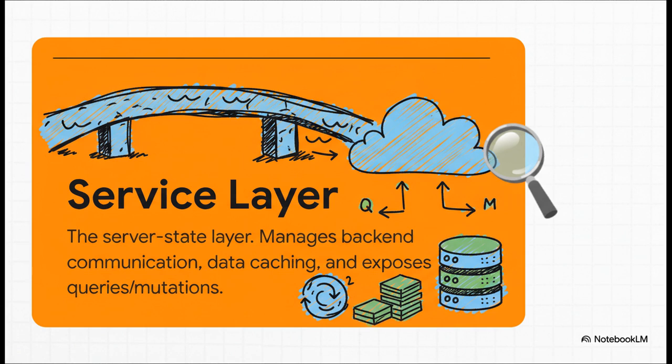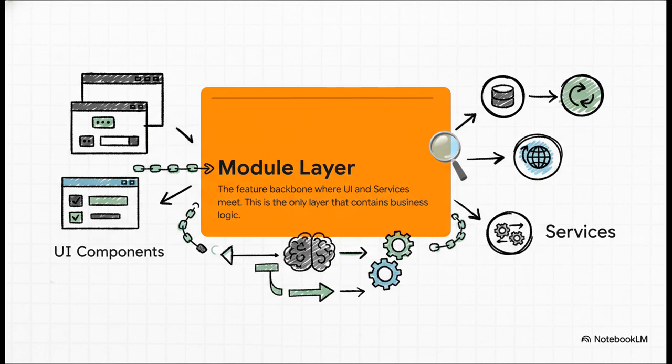It's your official bridge to the server. And that brings us to the most important layer, where all the real thinking happens. The module layer. This is the brain of your feature. It's the glue that connects those dumb UI components with the data from the services. It transforms data, handles user interactions. It contains all the business logic for a feature. If you're ever wondering where does the logic go, the answer is always the module layer.